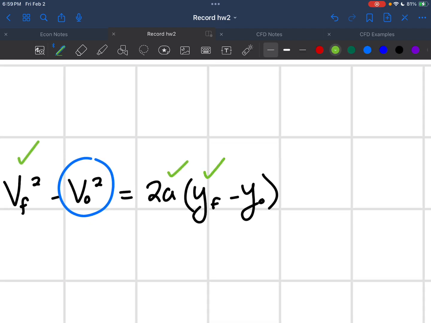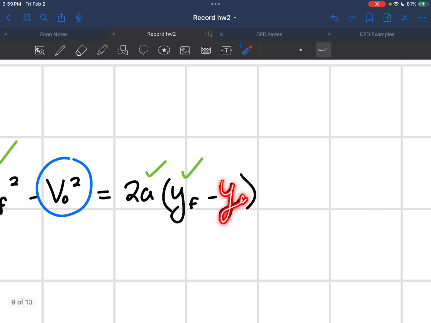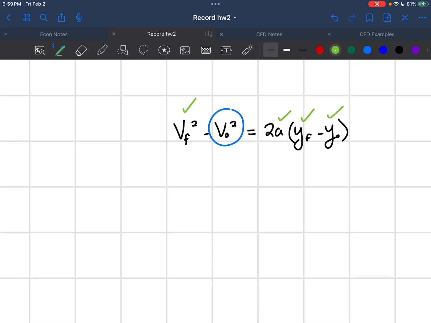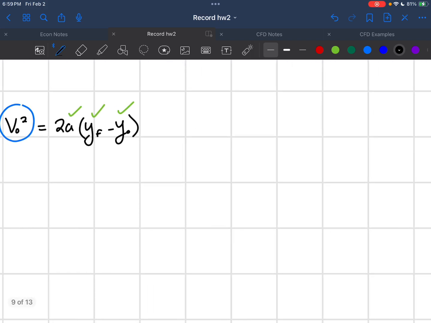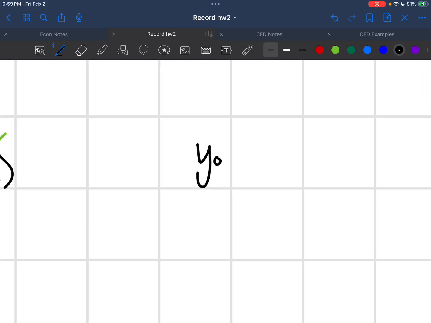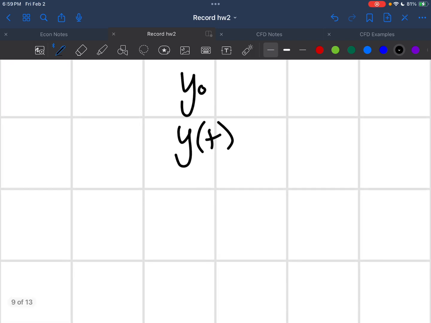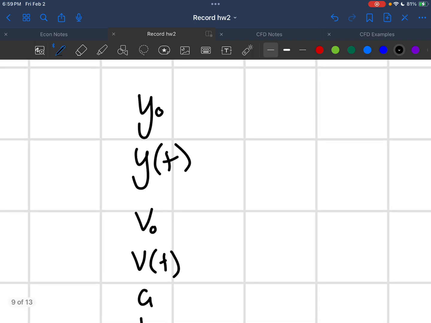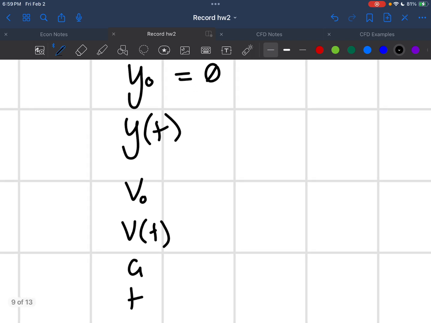I know my y final. That's going to be my 1.2 meters. I want to get to 1.2 meters. And I know my y initial because I'm setting that at the ground. I'm setting that to be 0. So if I do the same thing that I normally do and list out all my possible variables just to clearly specify what I'm setting each number to: my v naught, v of t, my acceleration, and my time. My y initial is 0. My y of t we said was 1.2 meters.